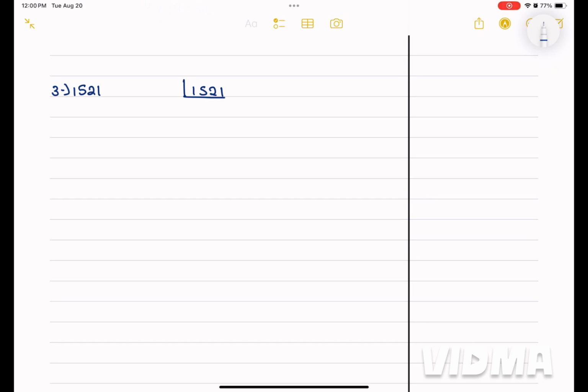1 plus 5 is 6, 6 plus 2 is 8, 8 plus 1 is 9. 9 is divisible by 3, so let's take 3. 507. Once again, it's divisible by 3. 3 into 169. Now 169, what does this remind you of? Well, it reminds me of 13. 13 into 13 equals 169. 13, 13, 1.